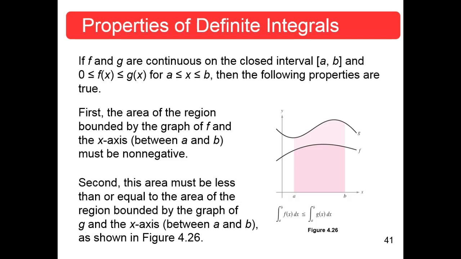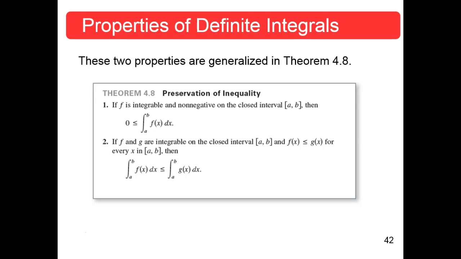I guess they threw that in here because they hadn't really said it anywhere else. All right. So I think, oh, and here's those two properties generalized in this theorem. If f is integrable and non-negative on the closed interval a to b, then that means f is greater than or equal to 0 everywhere. Integrate both sides, that's 0, and that's less than or equal to that.